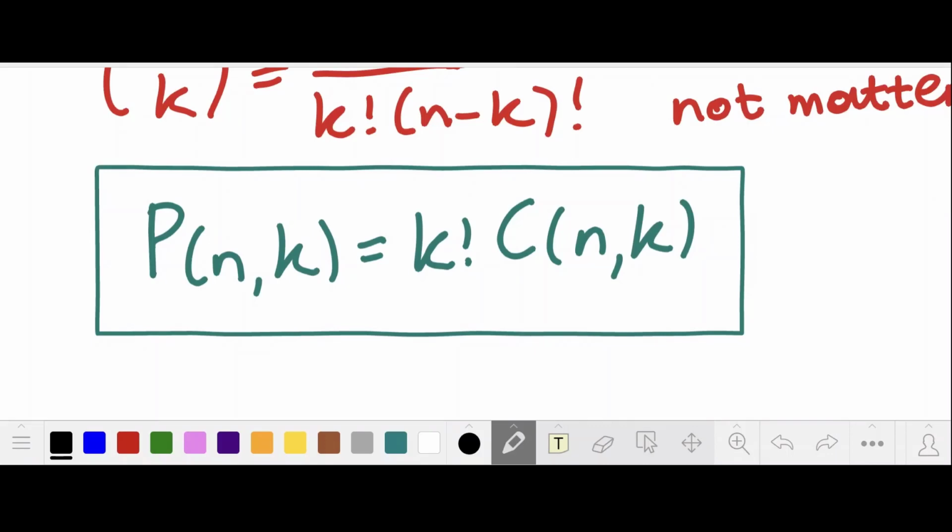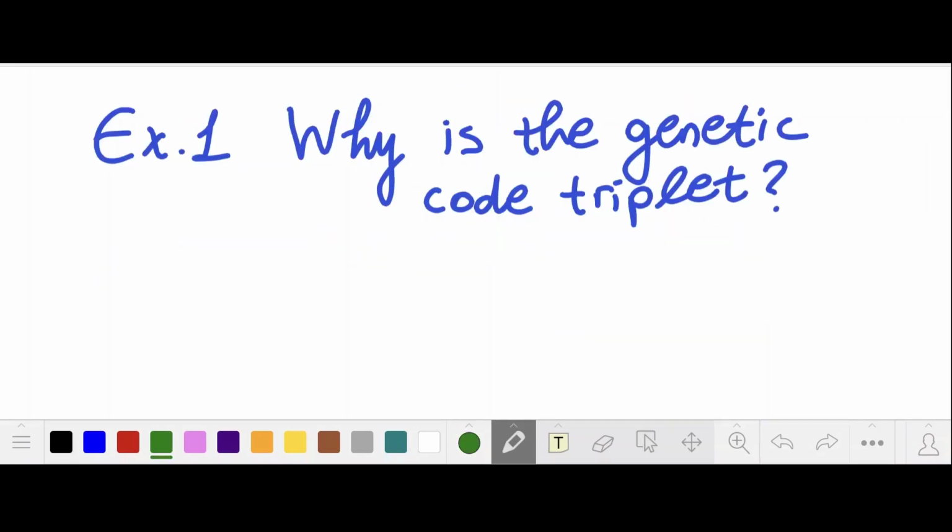And now it's time to solve some exercises. So here's the first exercise. We all know that the genetic code is triplet, and that means that a sequence of 3 nucleotides codes for an amino acid. The question is why the genetic code is triplet and not, for example, doublet or quadruplet. We know that there are 20 amino acids in nature.